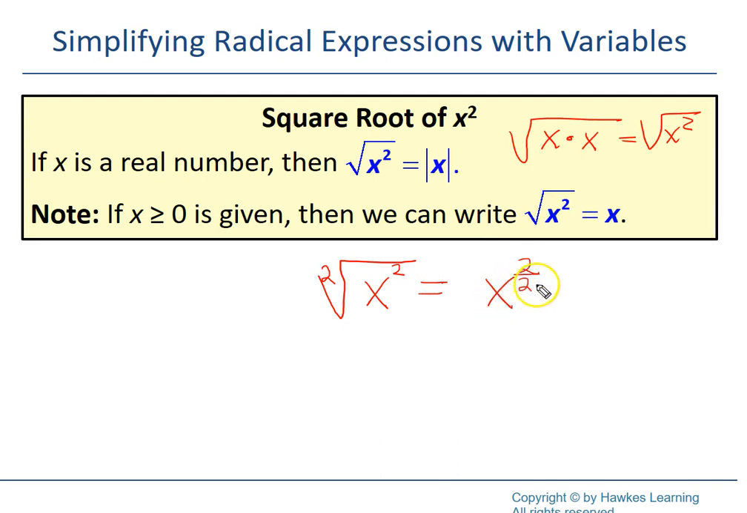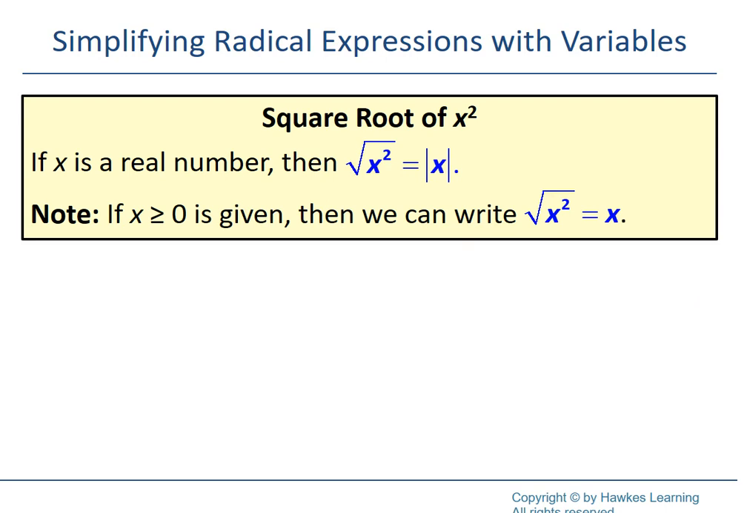Now, what is this equal to? Well, it's equal to x. 2 over 2 reduces to 1. So x to the first, but we don't write the first. So that's another way of doing this. And we'll check it out here as well.